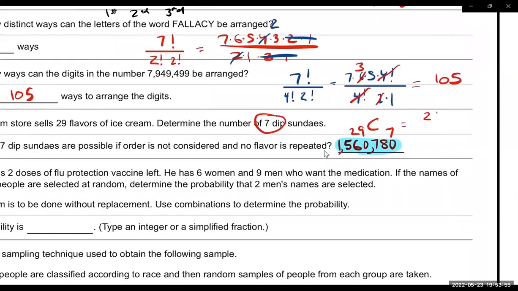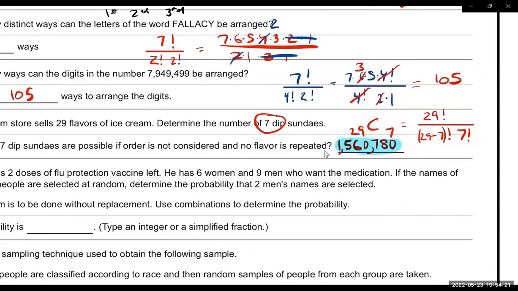is n factorial divided by n minus r factorial divided by r factorial. So the difference between the C and the P, the C has this extra r factorial on the bottom. All right, so first subtract: 29 take away 7 is 22.